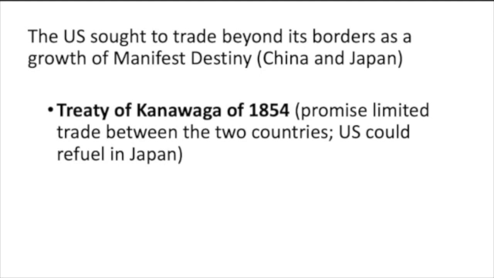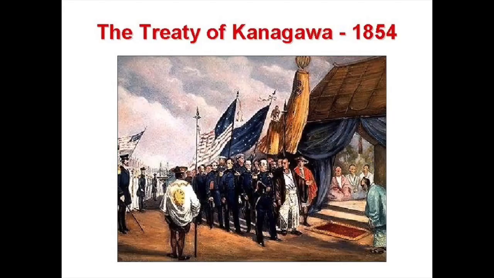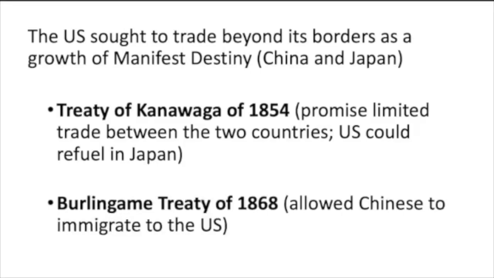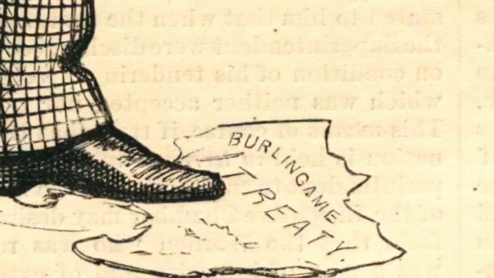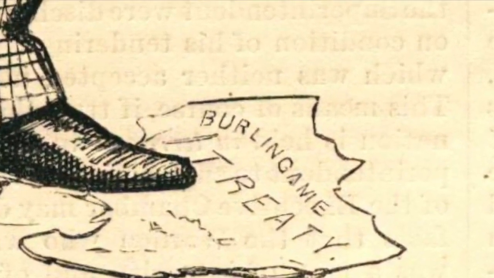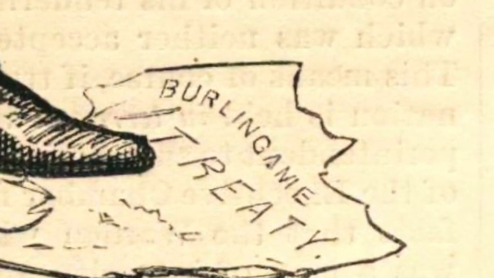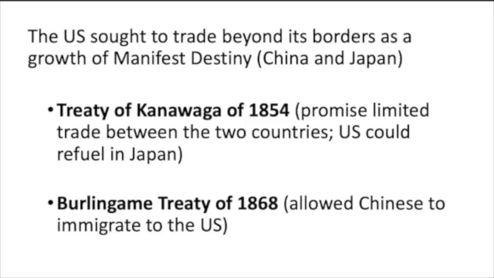Importantly, this allowed U.S. ships to refuel in the Japanese islands, making it much easier to take the long journey from the far reaches of the Pacific back to the U.S. mainland. The Burlingame Treaty was signed in 1868, and it outlined a friendly relationship between China and the United States. The Burlingame Treaty gave both China and the United States rights to move freely in each other's respective countries. It also allowed Chinese immigrants to go to the United States without restriction.